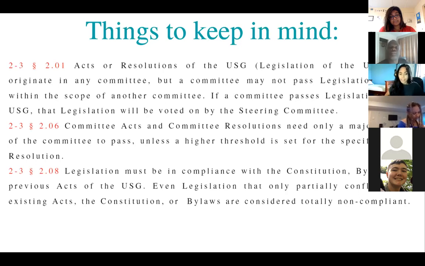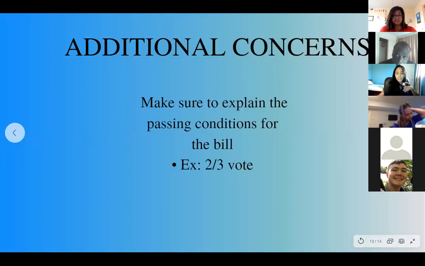So these are the things that are important to keep in mind. If you unintentionally write a legislation that goes only partially against the bylaws or against the USG constitution, then your legislation will be totally non-compliant, and there will be no option for us to vote on that legislation. So additional concerns, you want to make sure to explain passing conditions of the bill, for example, 2/3 of a vote.